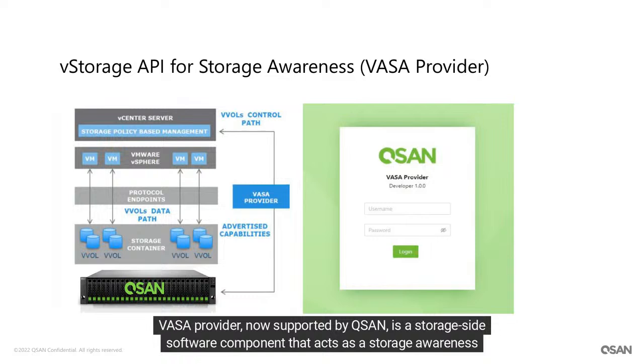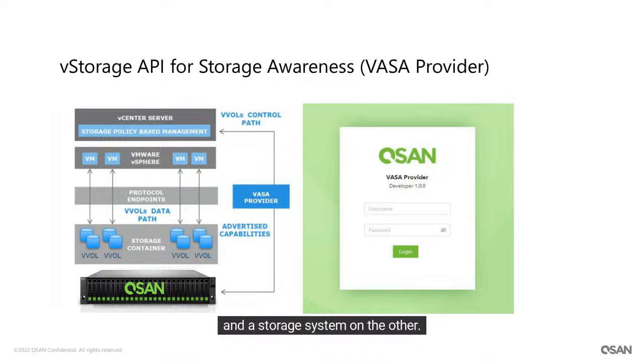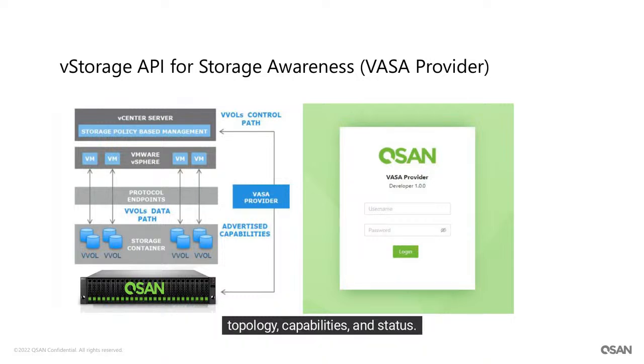VASA Provider, now supported by QSAN, is a storage-side software component that acts as a storage awareness service for vSphere and mediates out-of-band communication between vCenter server and vSphere hosts on one side and a storage system on the other. vSphere hosts and vCenter server connect to the VASA provider and obtain information about available storage topology, capabilities, and status.